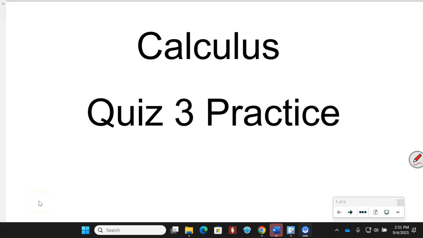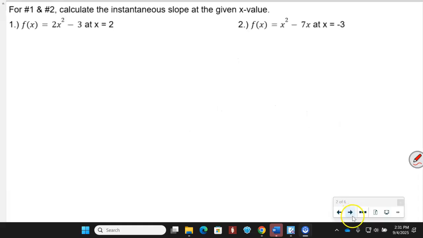In this video today, I'm going to go over the quiz 3 practice. So the first question says, for number 1 and 2, calculate the instantaneous slope at the given value. Someone asked me yesterday, why do we put the x back in? Because instantaneous slope is slope at a point, right? That's why we put the x back in, okay?